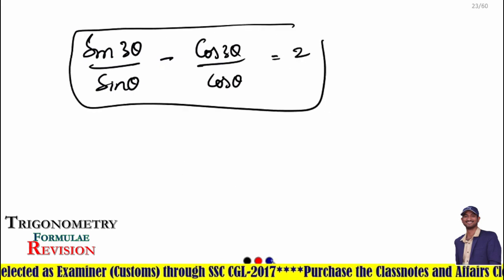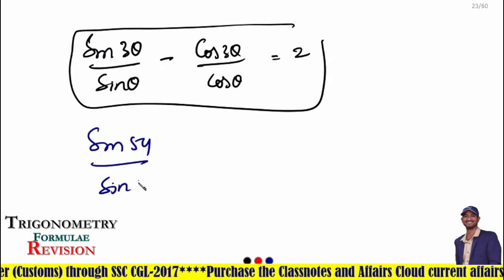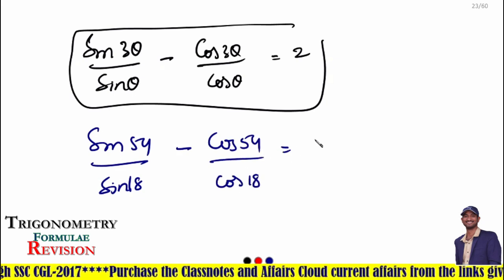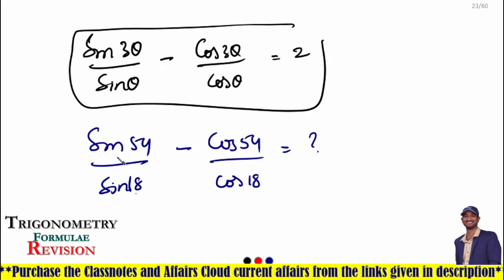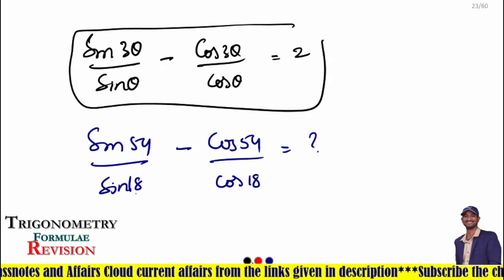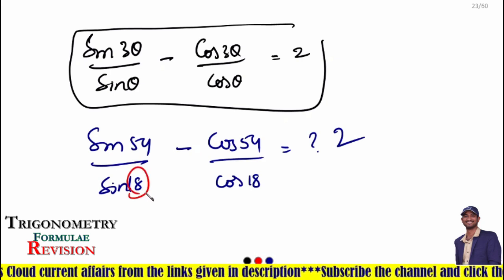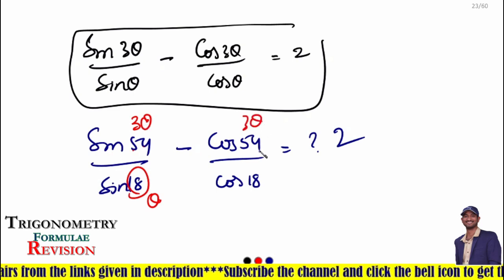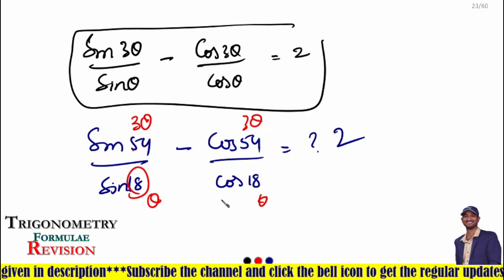Suppose in your exam, sin 54 by sin 18 minus cos 54 by cos 18 is equal to how much? Whenever there is a question like this and 18, 54 are not specific angles, how do you find the value? Of course it is 2. Why? Because if I take 18 degrees as theta, 18 into 3, which is 54, is 3 theta. So this is also one of the important formulas you have to remember.